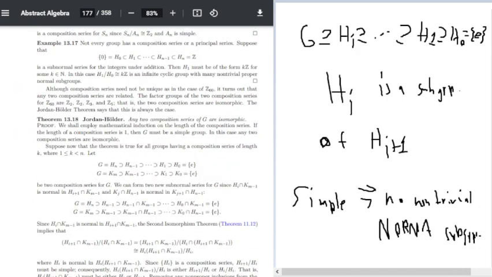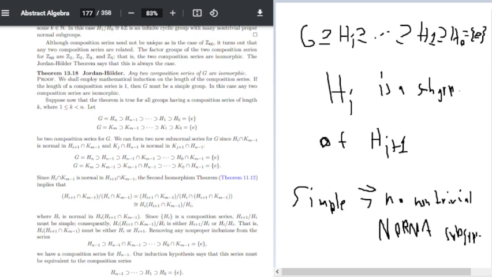So suppose now, actually wait, let me read the whole statement. Jordan-Hölder: any two composition series of G are isomorphic. Proof. We shall employ mathematical induction on the length of the composition series. If the length of a composition series is 1, then G must be a simple group. In this case, any two composition series are isomorphic.